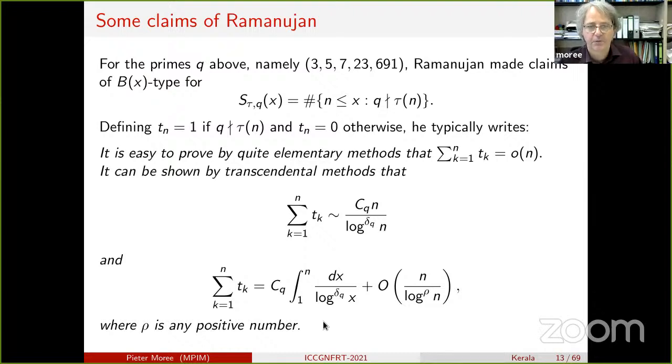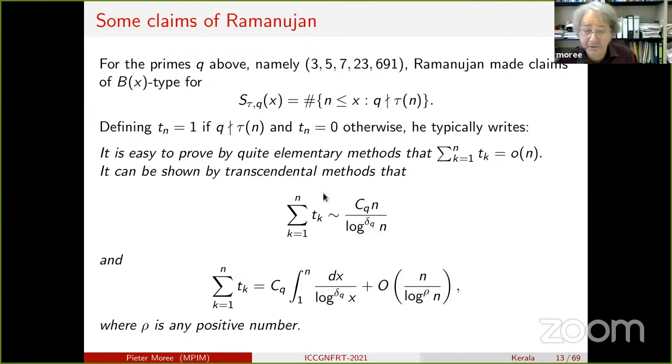So for these primes, Ramanujan looked at how often tau of n is not divisible by q. And for those situations, he made a claim very similar to the one for the sum of two squares. This is literally what he writes in some case in the unpublished manuscript: it is very easy to see that basically for almost all n, tau of n is divisible by q.